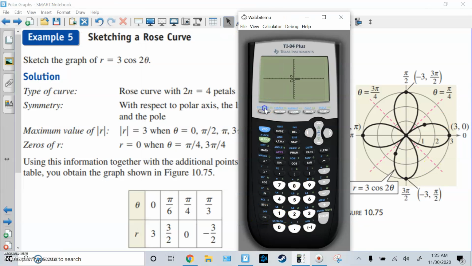So I think this is one I graphed right. Here, 3 cosine of 2 theta. Let's see what it looks like. Started there, made a loop there, made a petal there, petal at the top. It's going to finish at 4 of them.